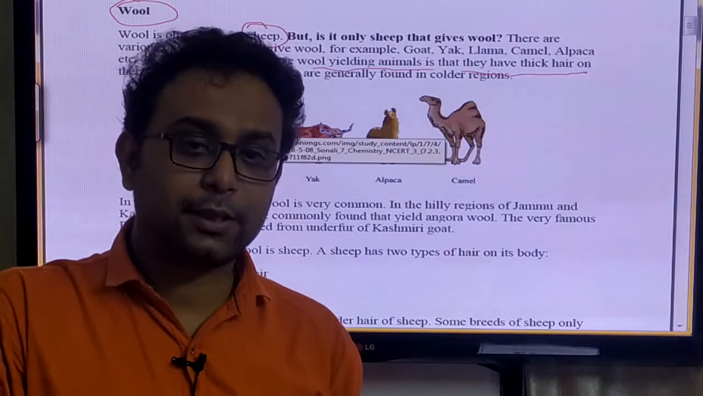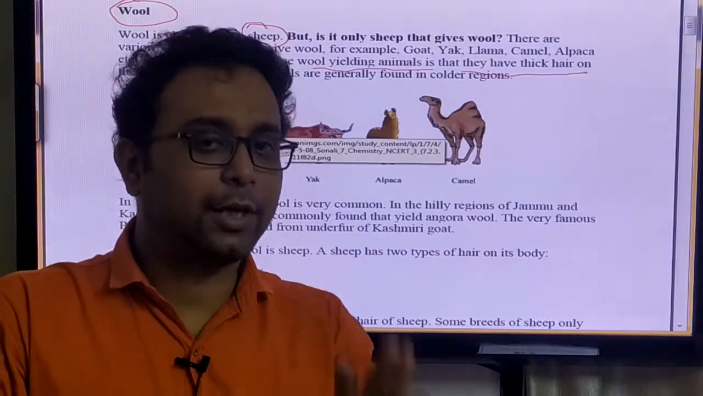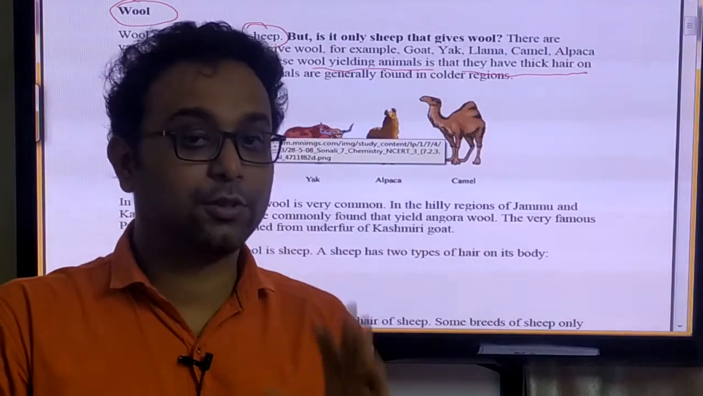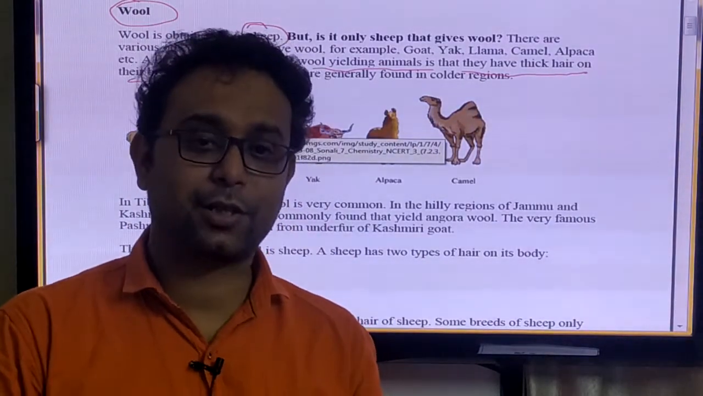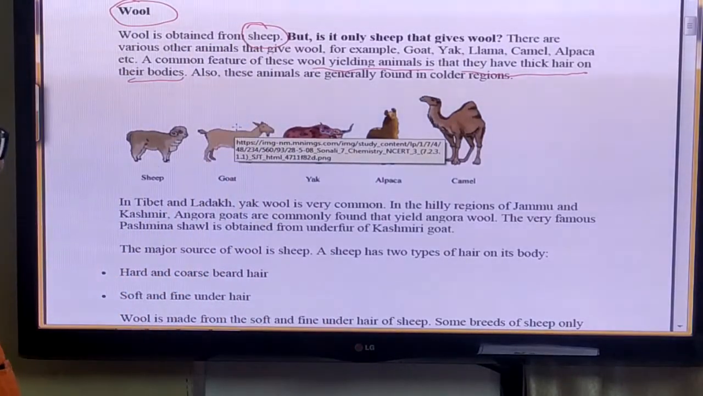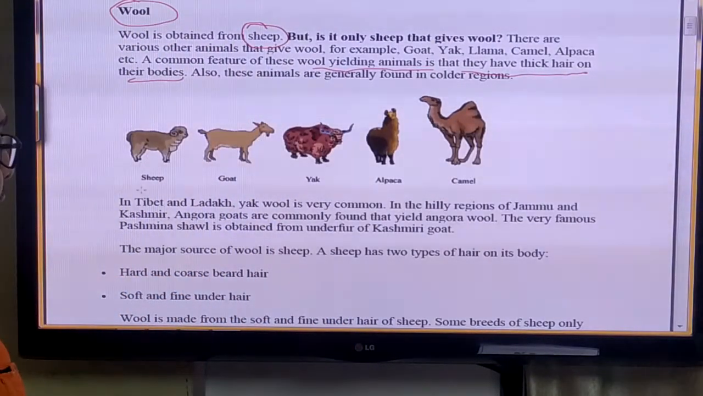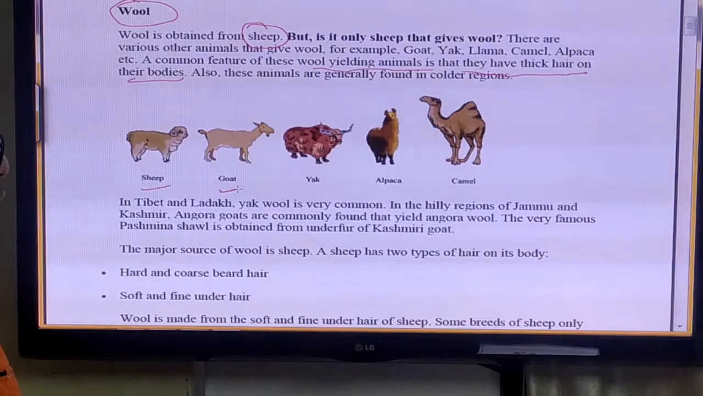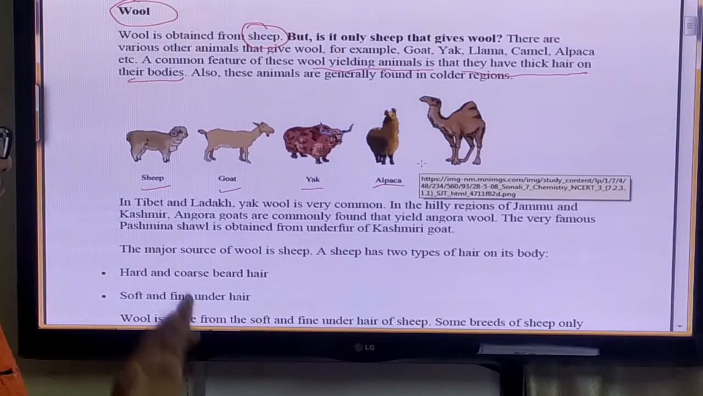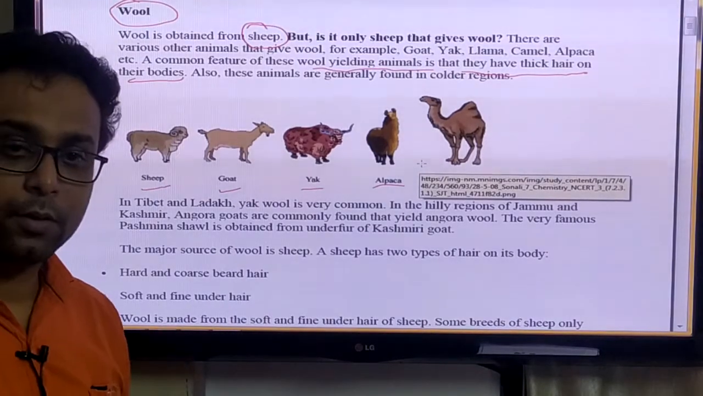So how do the animals survive? Their bodies are covered with thick hair. This is the characteristic feature of all these animals. Like you observe in the sheep, goat, yak, alpaca and camels, all have this common feature.